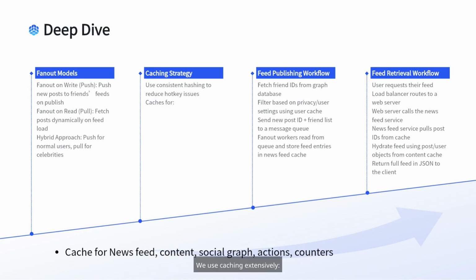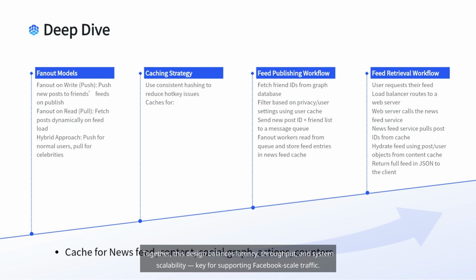We use caching extensively. Newsfeed cache stores post user mappings for fast access. Content cache keeps post text, media, etc. Social graph cache speeds up friend lookups. Action and counter caches help track likes, comments, and shares efficiently. Together, this design balances latency, throughput, and system scalability, key for supporting Facebook scale traffic.